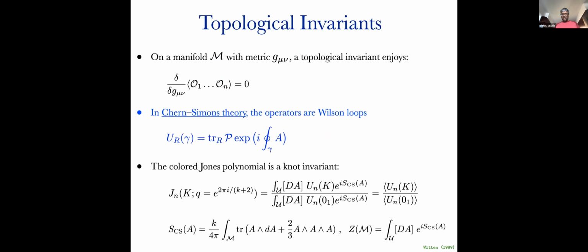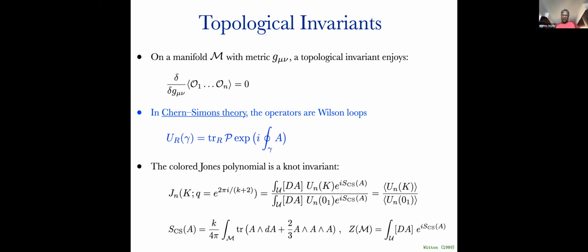In particular, the quantum field theory we're looking at is Chern-Simons theory. So it's very appropriate that this comes up at a meeting at the Chern Mathematical Center. A topological invariant on a manifold is independent of the metric. In Chern-Simons theory, the natural operators to study are Wilson loops. So we consider some path-ordered exponential of the integral of the connection associated to the Chern-Simons theory. And given these Wilson loops, we can construct knot invariants.